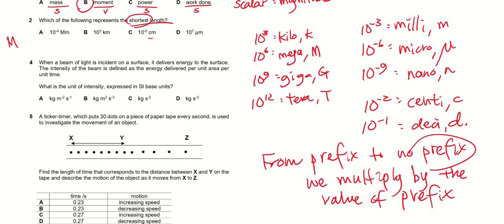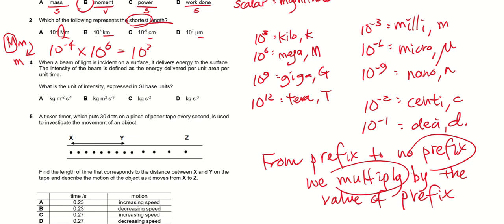Megameter actually has a prefix. To make a fair comparison, I need to make everything a common unit of meters. So I am going to convert from megameter to meter, from having a prefix to no prefix. I multiply by the value of the prefix. I have 10 to the power of minus 4 megameter. I need to multiply by the value of the prefix, mega, which is 10 to the power of 6. Then it will be 10 to the power of 2 meter. At first we started off with a prefix of megameters. Now we convert it to just meter, and we get this value of 10 to the power of 2.